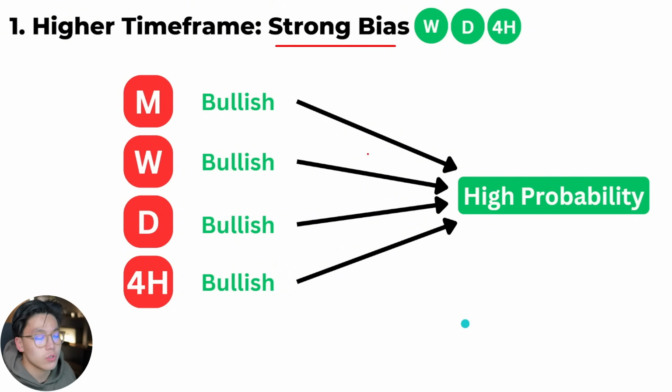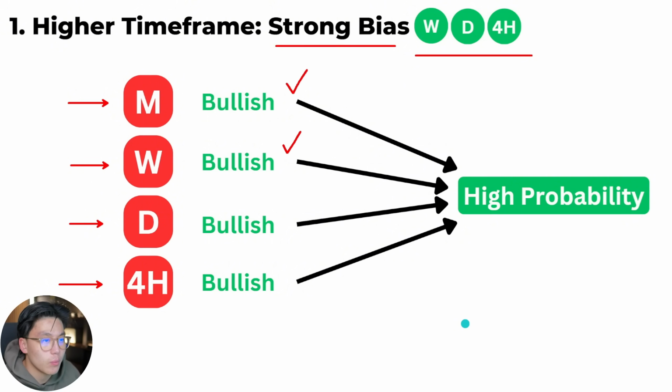So as you can see right here, what I have is a strong bias. So essentially what a strong bias means is that every single time frame that you personally use is aligned with one another. So let's say, for example, we're on the higher time frames, the time frames that we do use, the weekly, the daily, the 4-hour. What we're going to be looking for is every single time frame to be aligned. So time frames that I have in this case, I have the monthly, the weekly, the daily, the 4-hour. And if every single time frame is in line with one another, that means every single time frame is bullish.